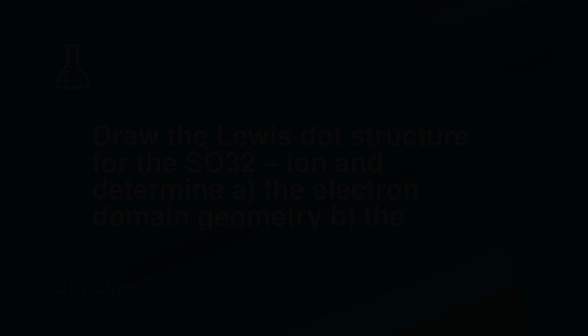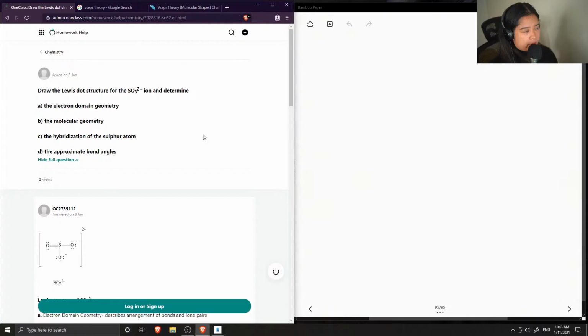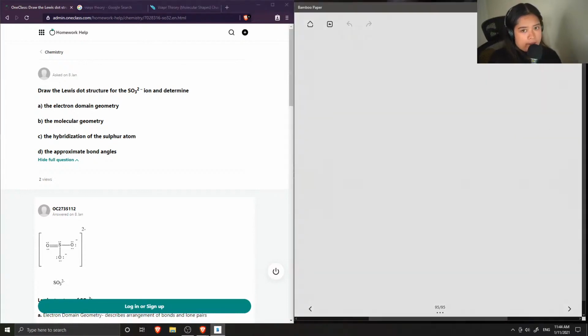One more quick question. Draw the Lewis dot structure for the SO3 2- ion, and then determine the following things. Okay, so first let's write out the Lewis structure for the ion.